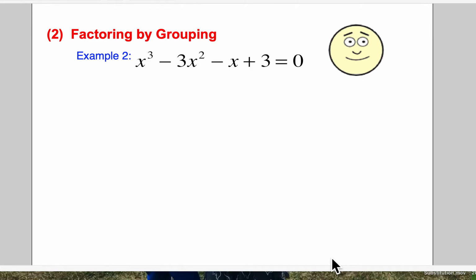All right, second video. We have a second special type of factoring. This is called factoring by grouping. Notice our pain tolerance, not too bad. And this one's a little bit different. So we actually have four terms.